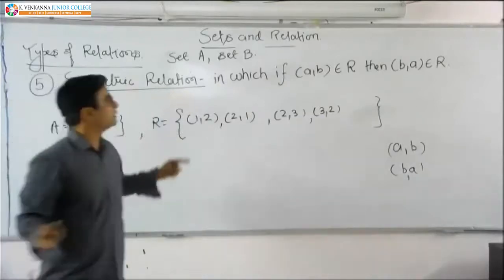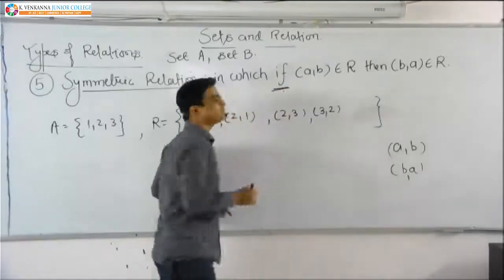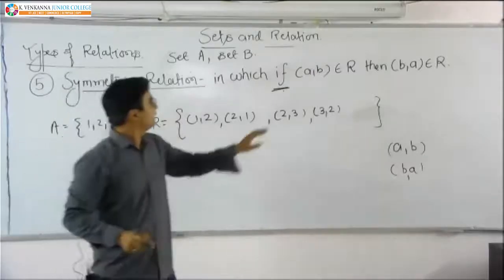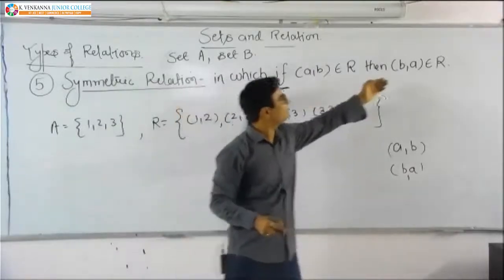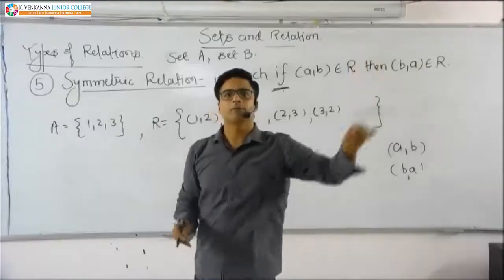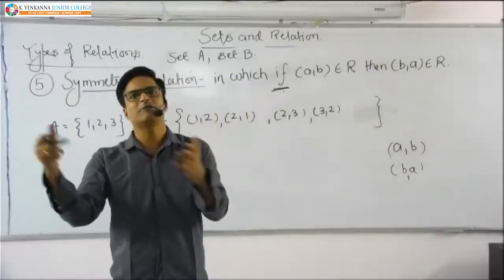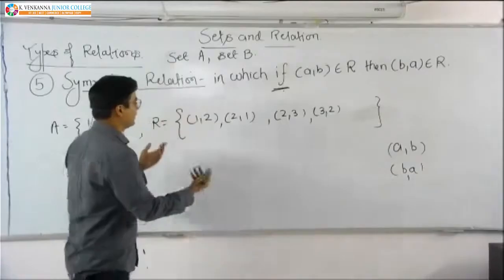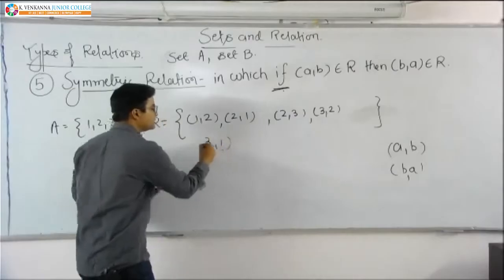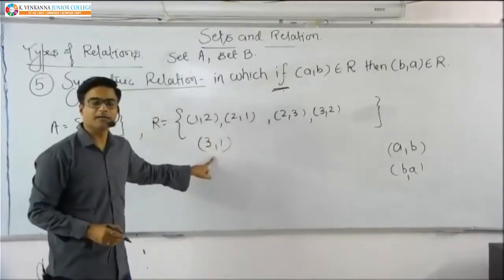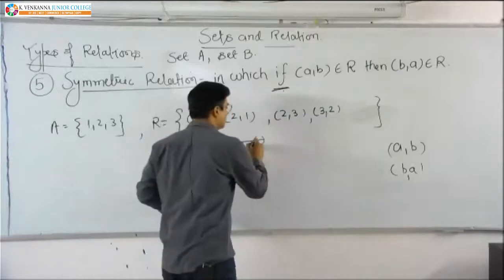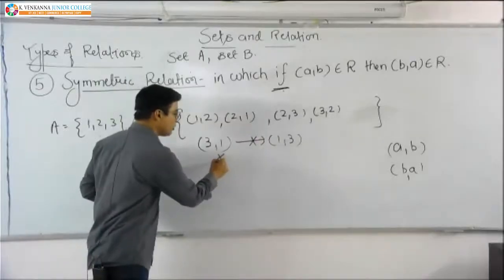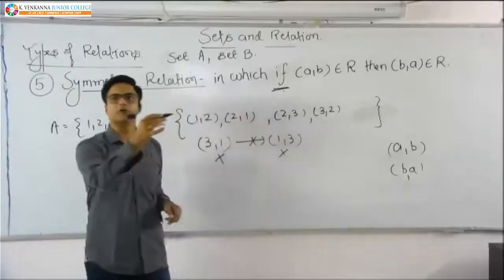If A comma B, focus on this word "if": if this is happening, then only this can happen. If this is not happening, then we will not talk about B comma A. If A and B are not friends, then we cannot talk about B and A, right? So if 3 comma 1 is not in this set, then we cannot talk about 1 comma 3. Understand this: if 3 comma 1 is not here, then you cannot talk about 1 comma 3 either.